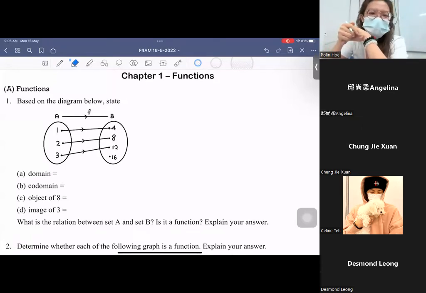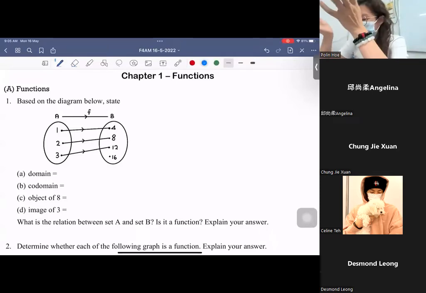So today we are going to cover Form 4 Chapter 1, which is function. I understand that some of you will be tested until chapter maybe 2.2 or 2.3 in your school test, but because the majority of you, your teacher will only test you until chapter 1. That's why I can only cover chapter 1. And of course, it will take me around 2 hours to finish this set of paper.